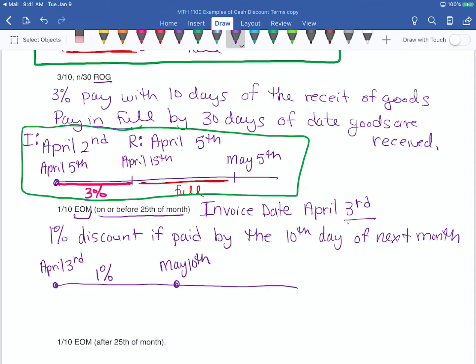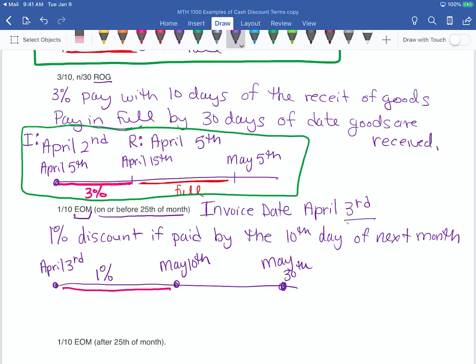Now this is for any month, as long as the date of the invoice is on or before the 25th. So even if I change the invoice date from April 3rd to say April 10th, I would still have until the 10th day of the next month because it's on or before the 25th. Then, if you miss that discount period, so this is the discount period where you get the extra 1% off, you have to pay by the 30th of that month. And again, that holds true for any month.